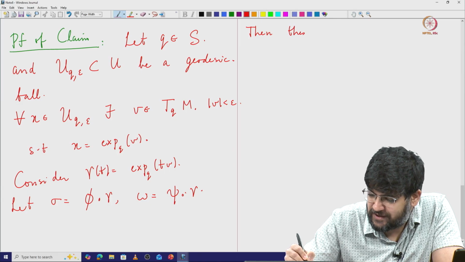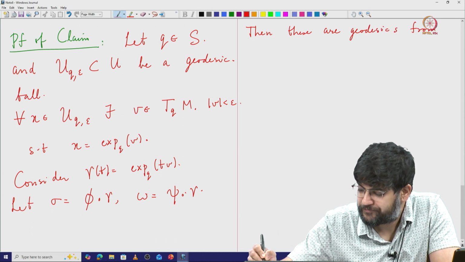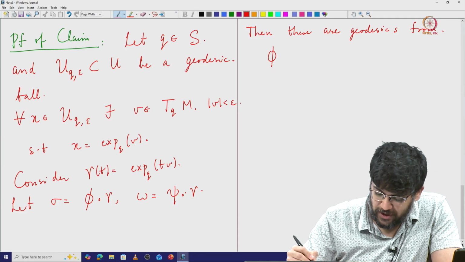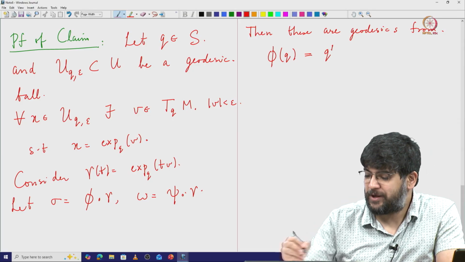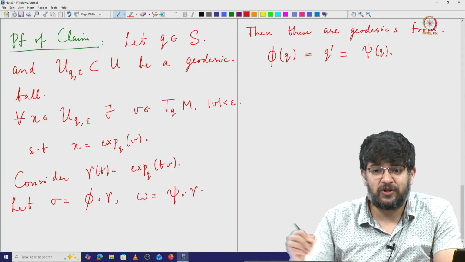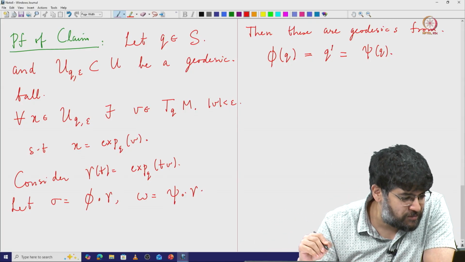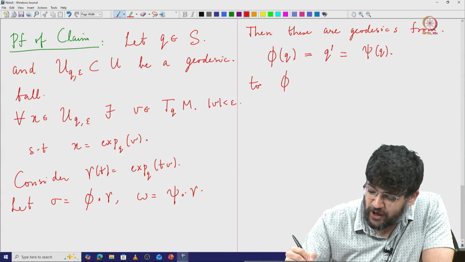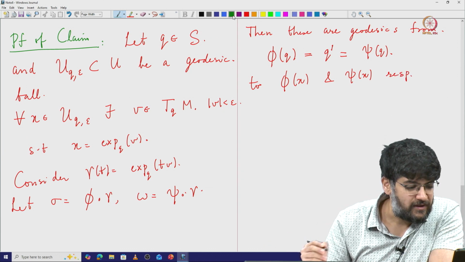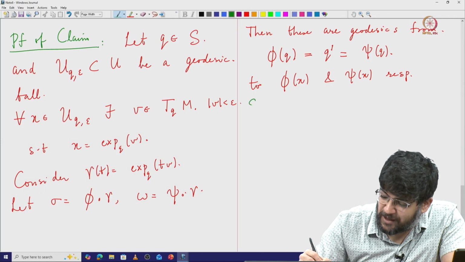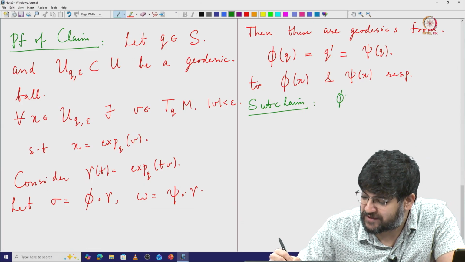Then these are geodesics from phi of Q, which I will denote by Q prime, but that is also equal to psi of Q. Why? Because Q is a point in S, right. So phi of Q is equal to psi of Q. So I will call that point Q prime, from this point to phi of x and psi of x respectively. So my subclaim is that in fact phi of x is also equal to psi of x.